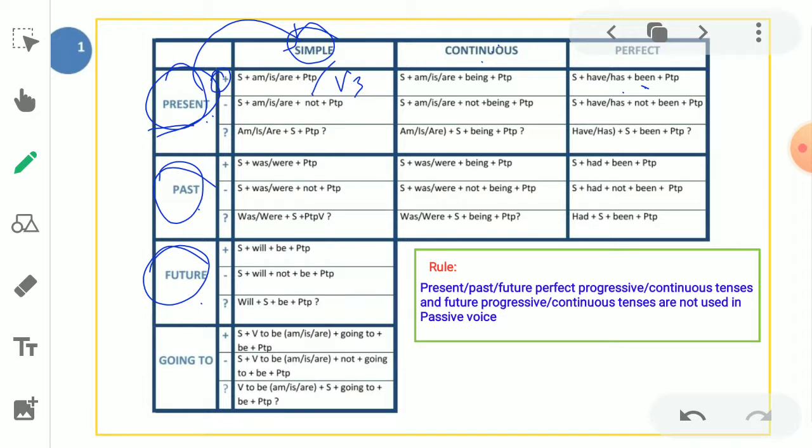In continuous form: subject plus am or is or are plus being, because of the ing form. Continuous is progressive tense, that's why, along with PTP, the past participle. Then perfect: subject plus have or has plus been form. You have to write the been form along with the V3 form. Then negative form: subject, then am, is or are, plus not, plus PTP.